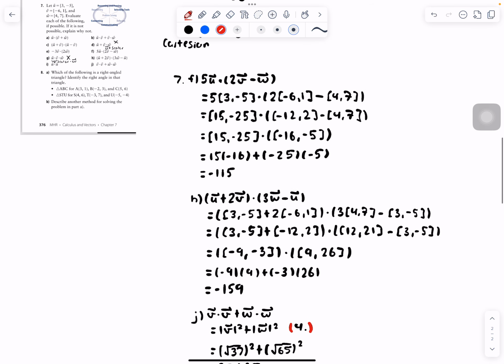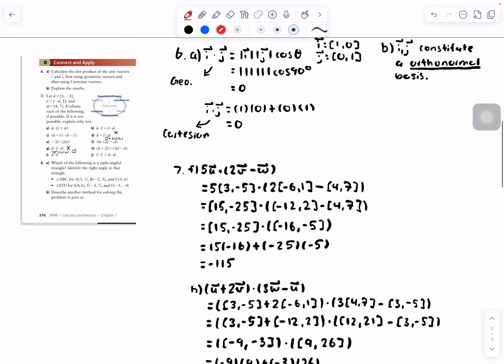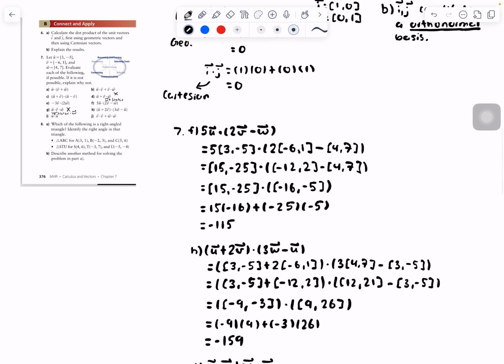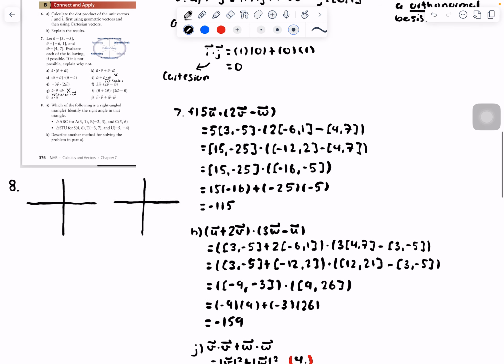Okay, now moving on to question 8. Always consistently run out of room, it seems like. I'll do it off here to the side. Which of the following is a right angle triangle? Identify the right angle in that triangle. Triangle ABC, and triangle STU. So I'm just going to draw 2 Cartesian grids just to get a rough idea of where these points lie. Again, this is a very rough sketch, but it's always good to do so.